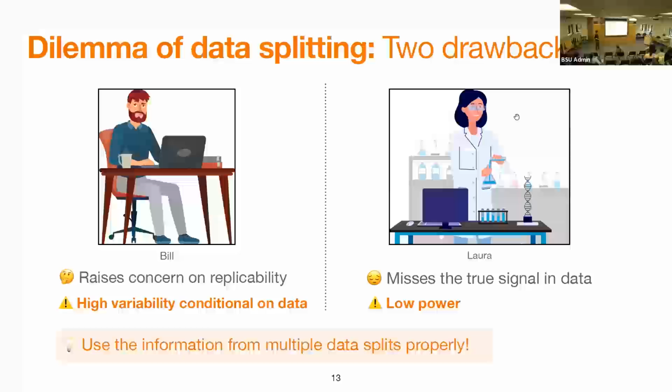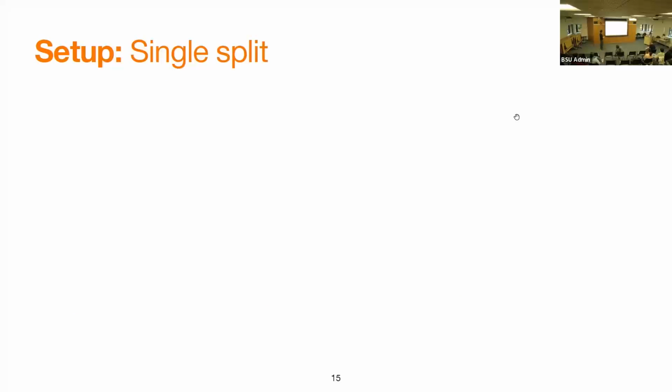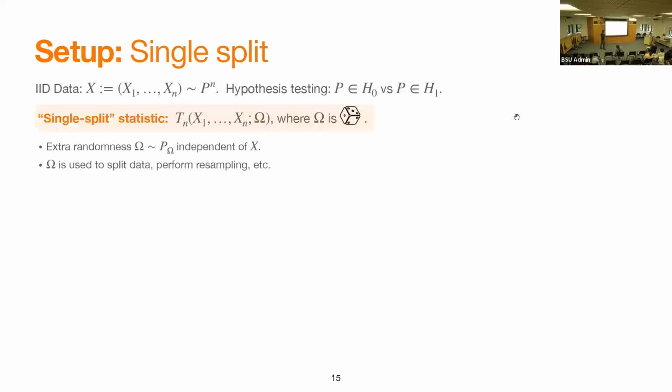Presumably I can keep the same data and run my randomized procedure multiple times. And the question is, how do we properly aggregate the results from multiple realizations? All right, so let me set up the scene. Suppose I have data X1 through Xn i.i.d. from an underlying distribution P. I want to test whether P is under the null H0 versus under the alternative H1.